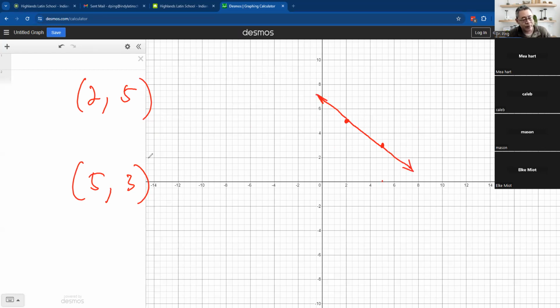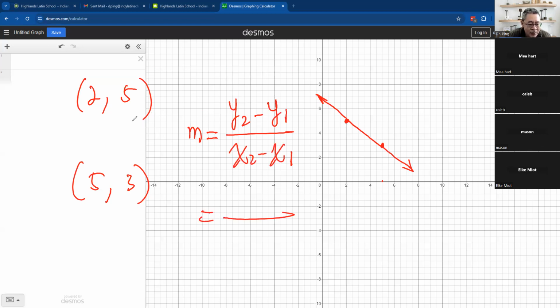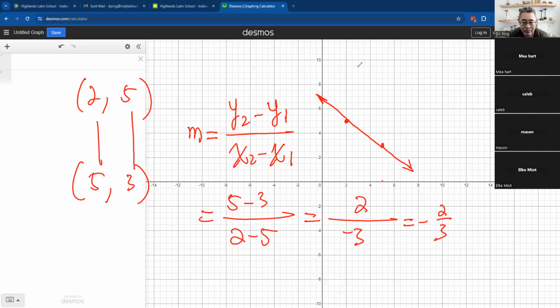Okay, that's the graph. We got 2 points, and we have to find the slope. The slope, remember, the slope formula is y sub 2 minus y sub 1 over x sub 2 minus x sub 1. So 5 minus 3 over 2 minus 5. Then we got 5 minus 3 is 2. 2 minus 5, negative 3, so the slope is negative 2/3.